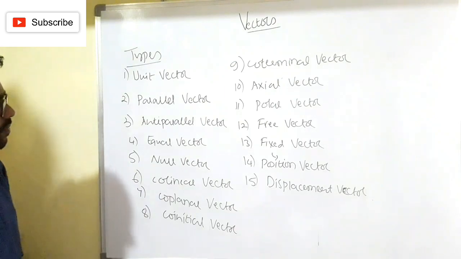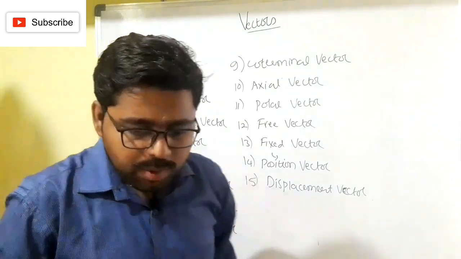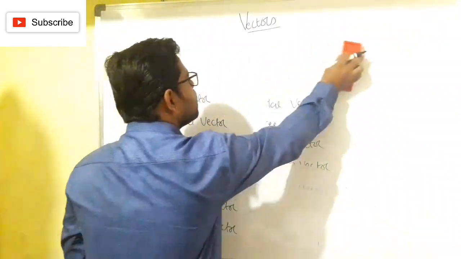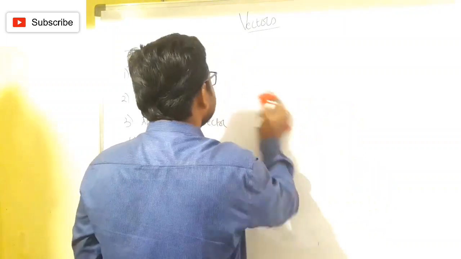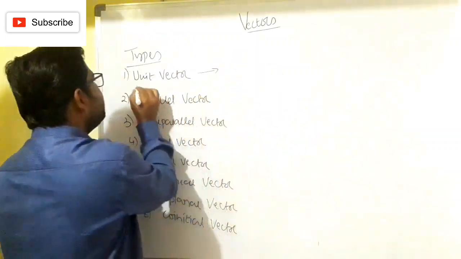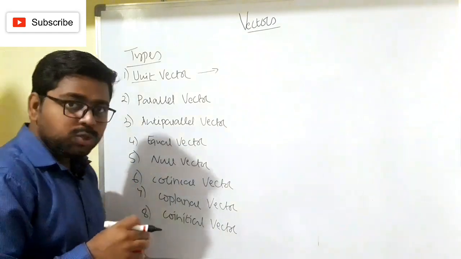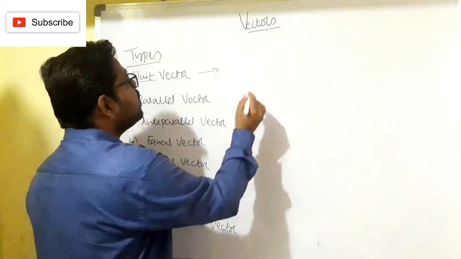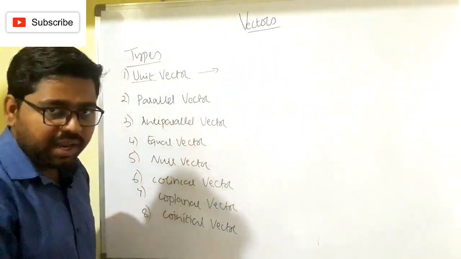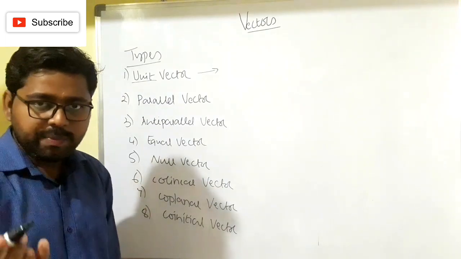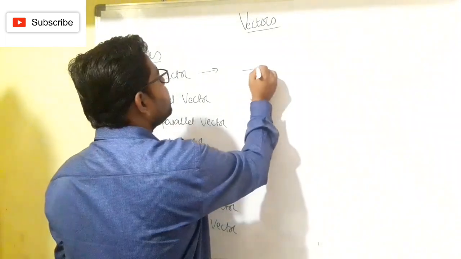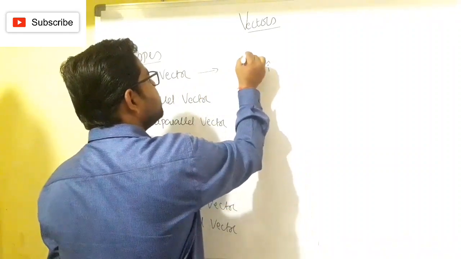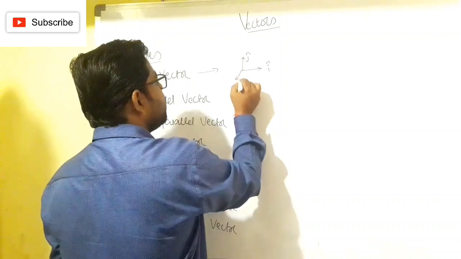Okay, let's see one by one. Unit vector. What do you mean by unit vector? See, the very word unit means one, single. So a vector whose magnitude is 1 is called a unit vector. Obviously it has direction, as a vector has both magnitude and direction. So along the x-axis we denote the unit vector as i cap, along the y-axis as j cap, along the z-axis as k cap.